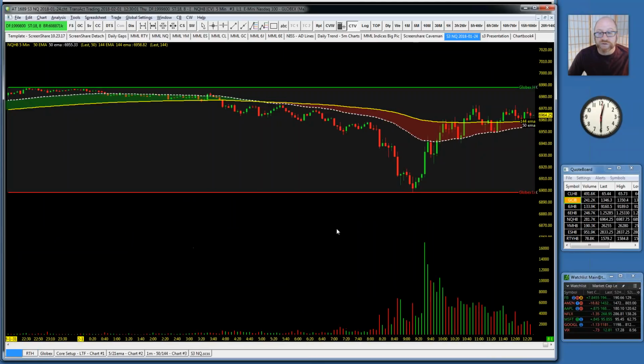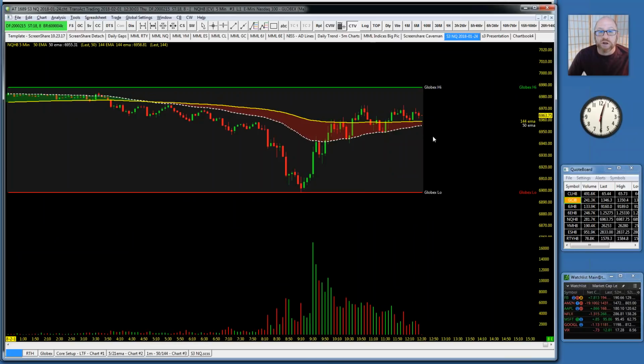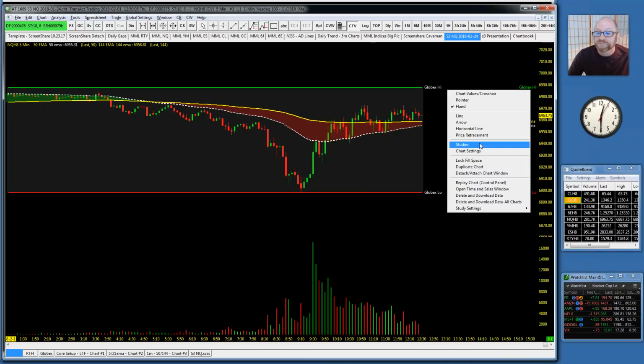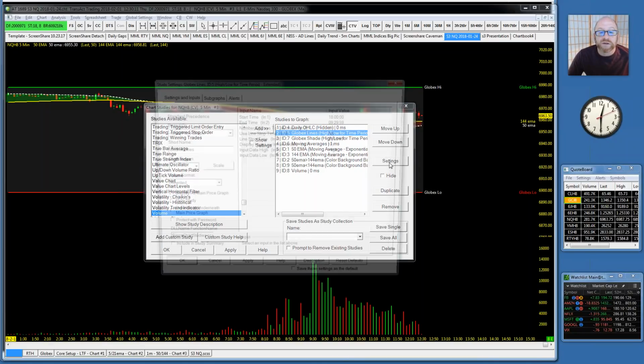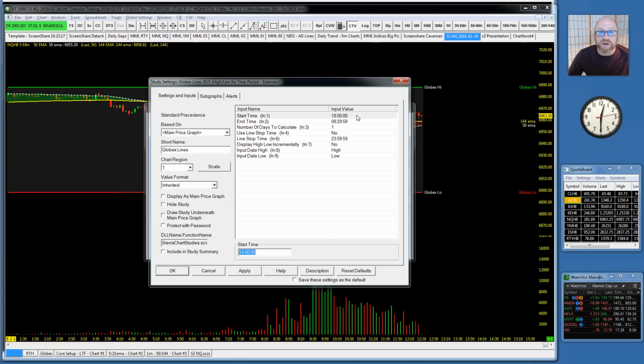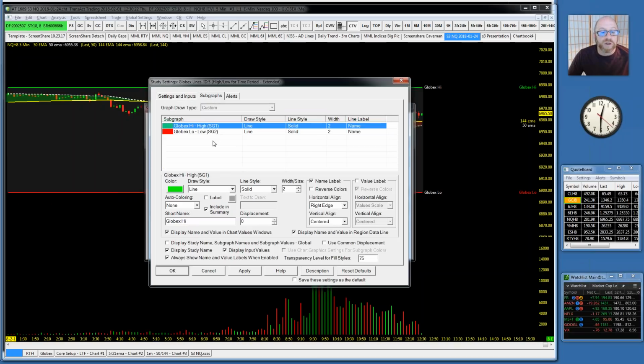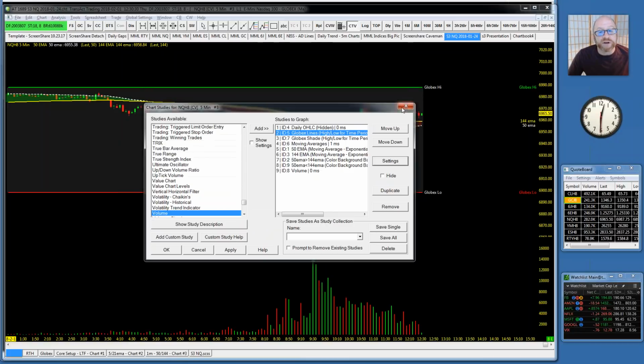Here's, for instance, a 5-minute chart. I have the Globex high and Globex low. All right, and on the Globex lines, the start time is 18 o'clock. It starts when the market opens, and then 9:29. All right, and there's your study. There's your calculations. You can go ahead and put in Globex high, you can put in Globex low. There's your settings. You can type in the name, a short name if you want. But this is on a 5-minute chart.